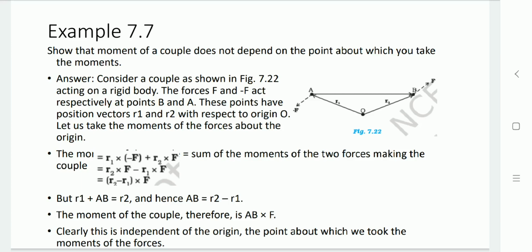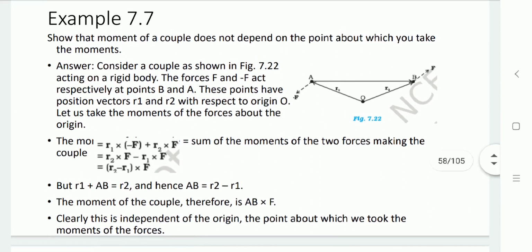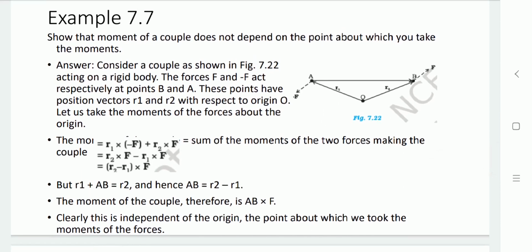And here R1 plus AB equals R2. So AB equals R2 minus R1. So it will give you AB cross F. So here we can say that it is independent of the origin, the point about which we are taking the moments of the forces.